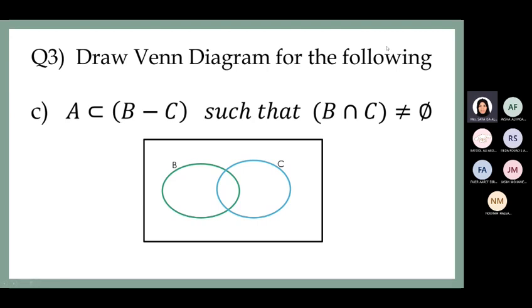But if they mention that B intersection C is equal to phi, it means I have to separate them. But here in the condition they said there is an intersection. So in this case, you should draw an area of intersection between B and C. Then A, you should draw it inside the area B but not C. B but not C means here. You should draw A inside this area.